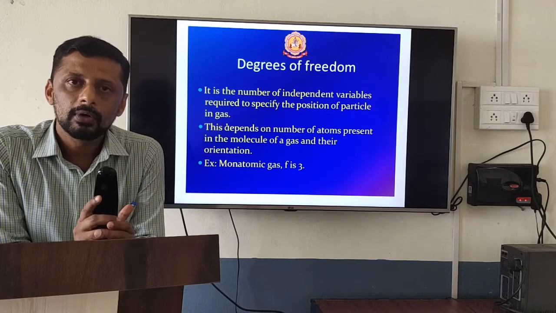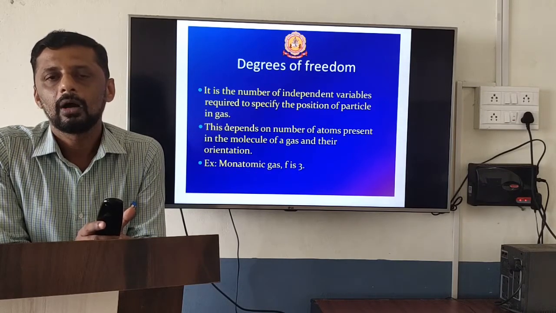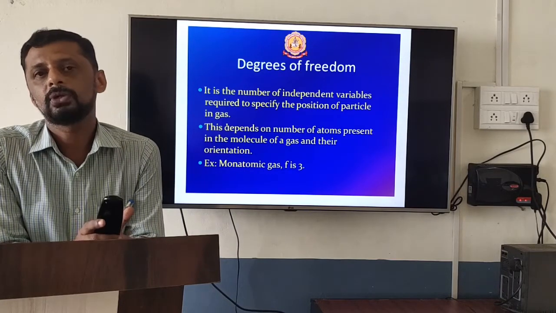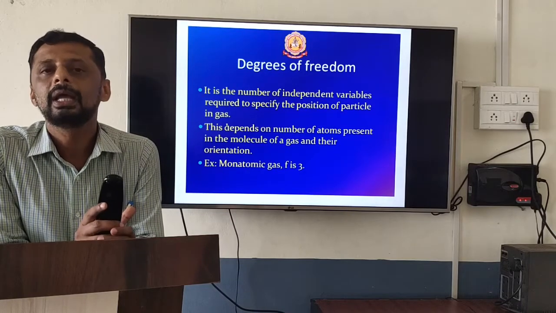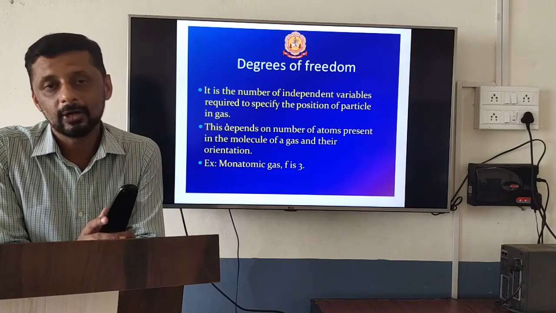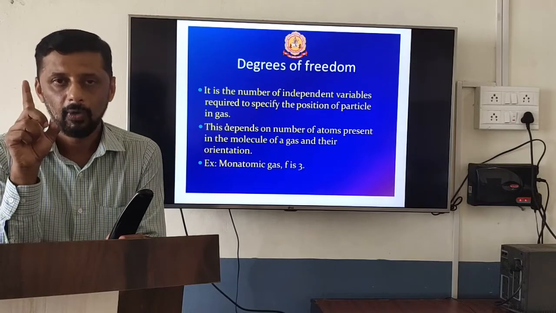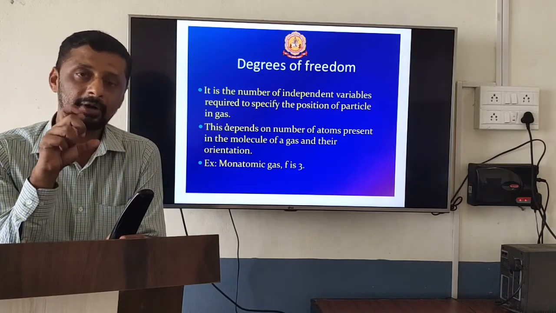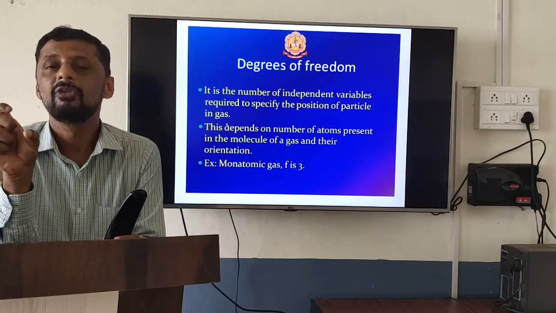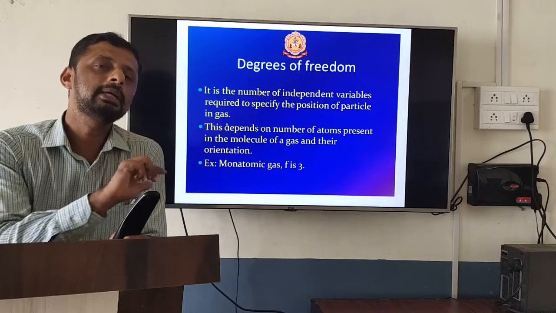So if you want to specify the position of the gas molecules, we need degrees of freedom. So degrees of freedom are nothing but a Cartesian coordinate system. For example, whether the gas molecules are moving randomly in all the possible directions, whether it is moving along the x-axis, whether it is moving along the y-axis or along the z-axis. In order to indicate the position of a gas molecule in space, we require a Cartesian coordinate system.